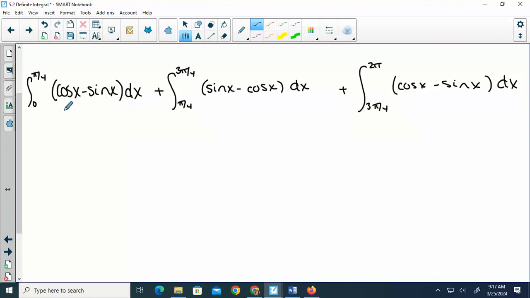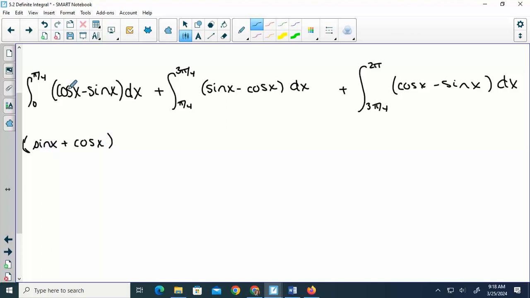So now, let's go through. What is the antiderivative of cosine? Minus. What is the antiderivative of sine? Did we do these right, guys? The antiderivative of cosine is positive sine. It's when saying what has a derivative of cosine. Derivative of sine is cosine. Now the antiderivative of sine would be negative cosine.